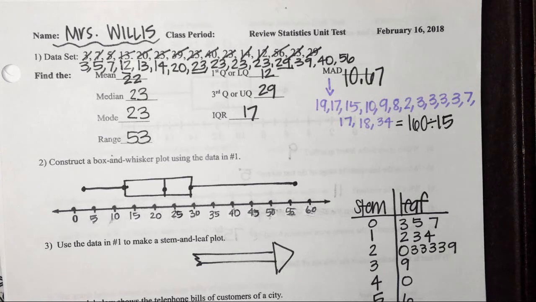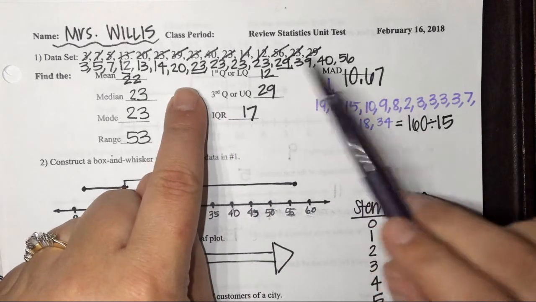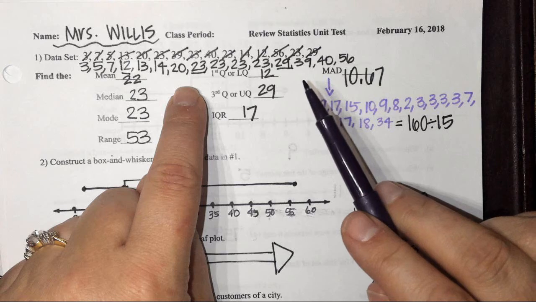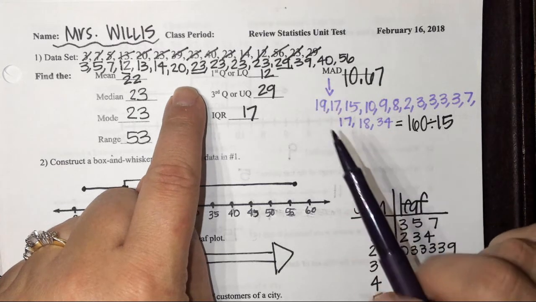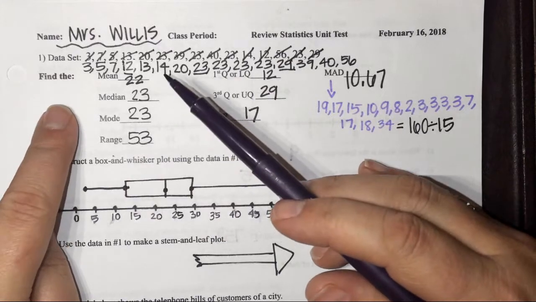Going over study guide for unit test on Friday. Your first set of data, what's the first thing we should do? Put it in order, least to greatest. Okay? So, go through. You should have a mean of 22.